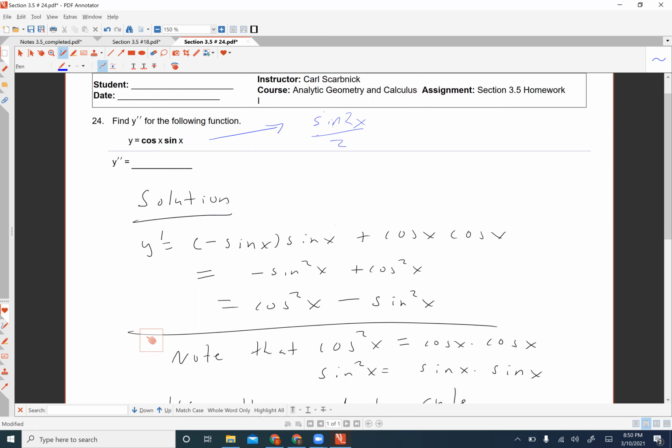Of course, you have to be familiar with the identities to go from cosine of x, sine of x to sine of 2x over 2. But that's for the future. This is like coming attractions.